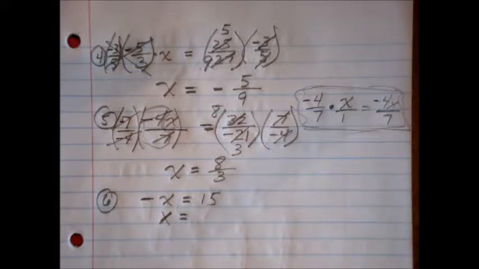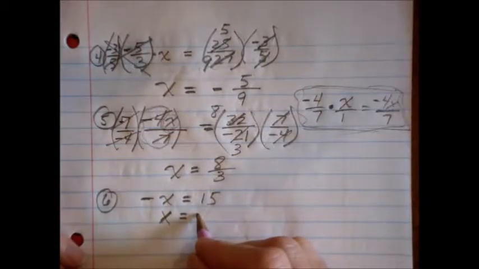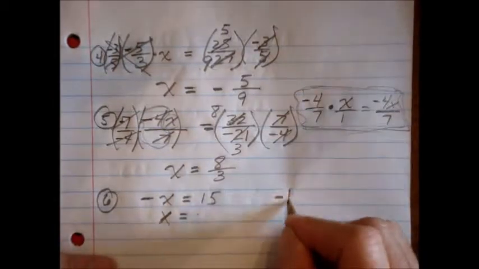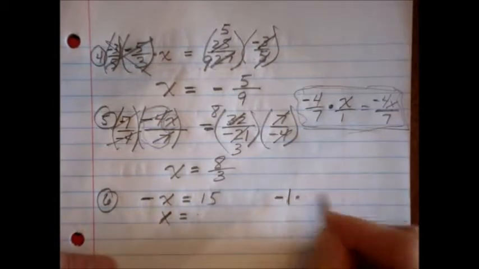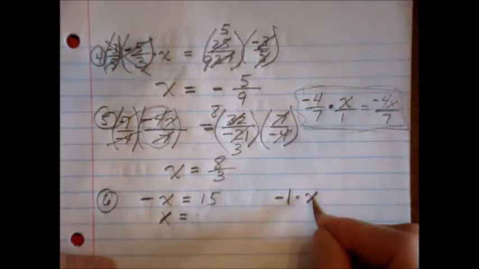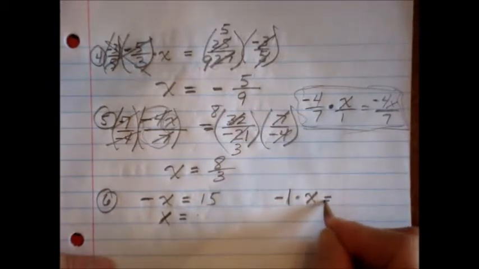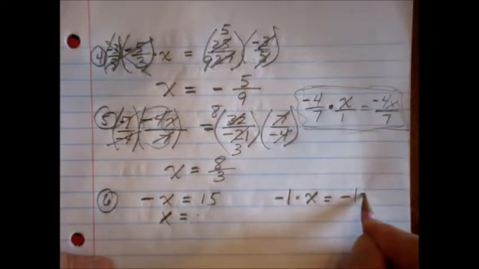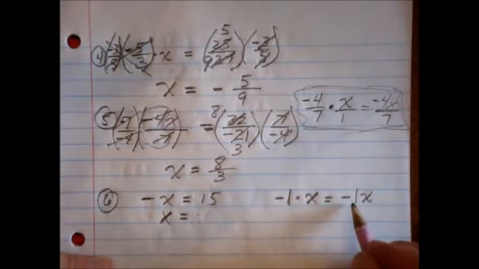15? You said 15? No. Negative 15? Are you just guessing? I don't know. Alright, check this out. What if I told you to multiply -1 times x? What would that be? Negative 1x. -1x? Now, let me ask you this.